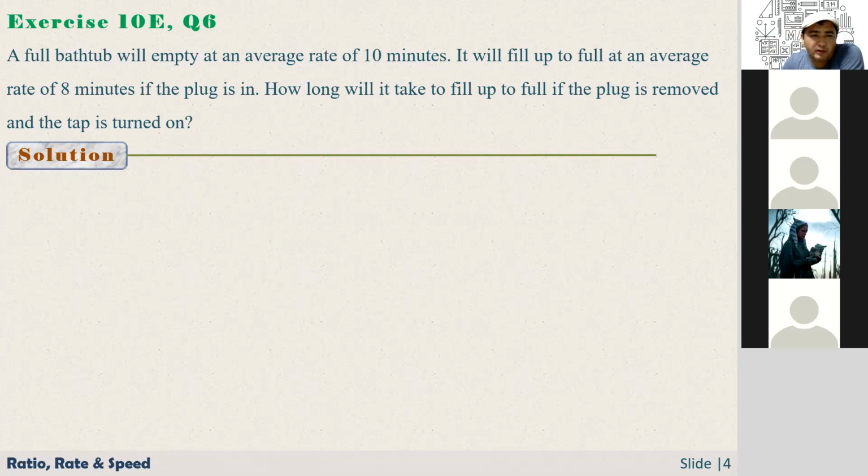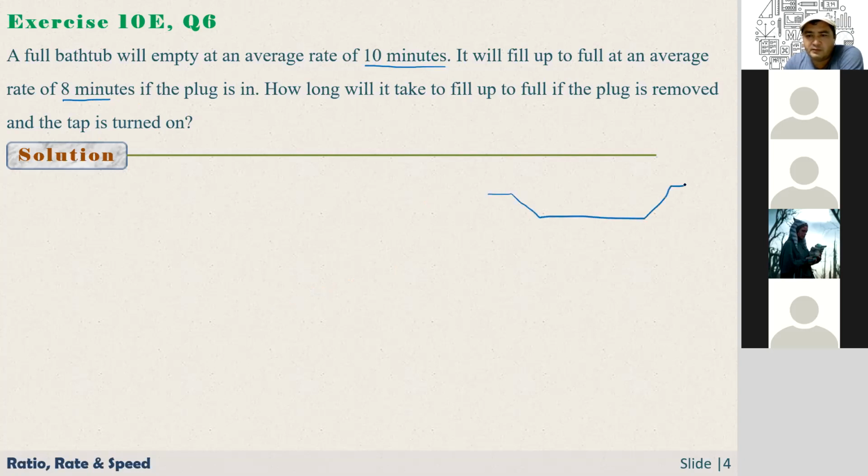A full bathtub will empty at an average rate of 10 minutes, right? So in 10 minutes, it will be empty. It will fill up to full at an average rate of 8 minutes if the plug is in. How long will it take to fill up to full if the plug is removed and the tap is turned on?